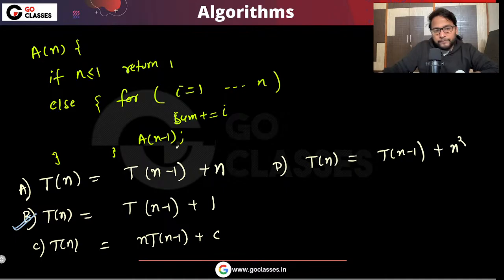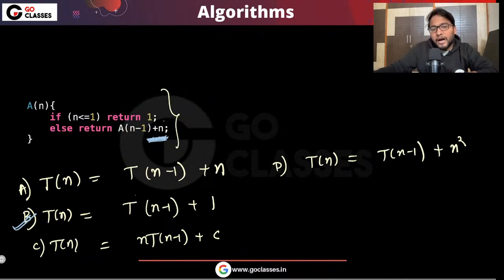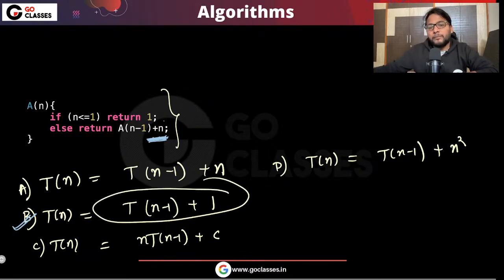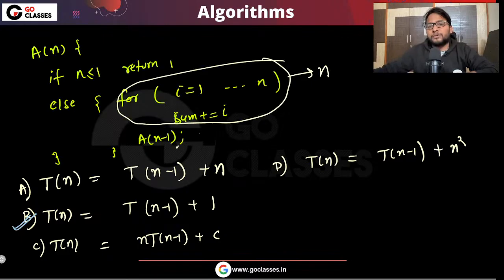See here what I'm doing, I am using this for loop. If I'm using the for loop, then I'm doing n amount of work, right? Otherwise, I'm not doing n amount of work. See here, I'm just doing constant work, right? But let's suppose instead of constant work, I'm doing n amount of work. Then what is the answer? In this case, A is the answer.